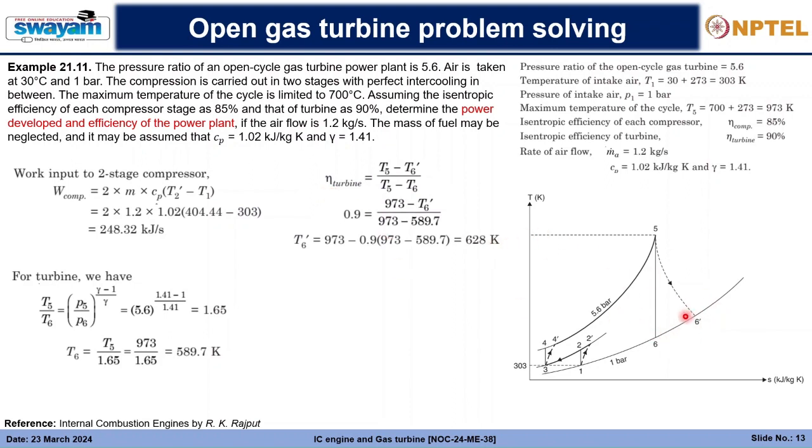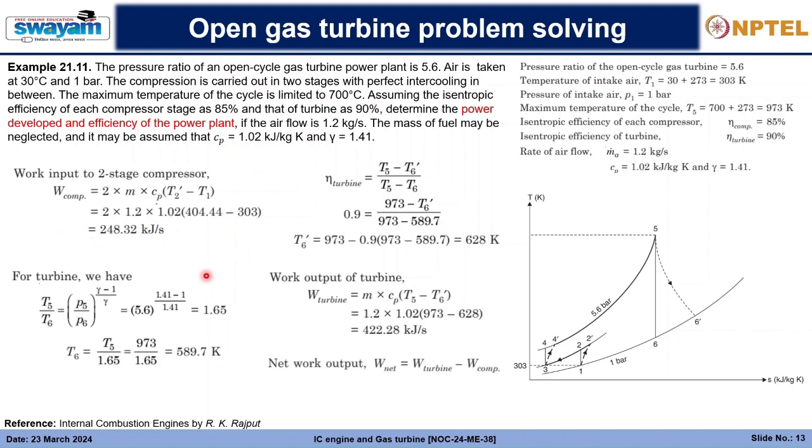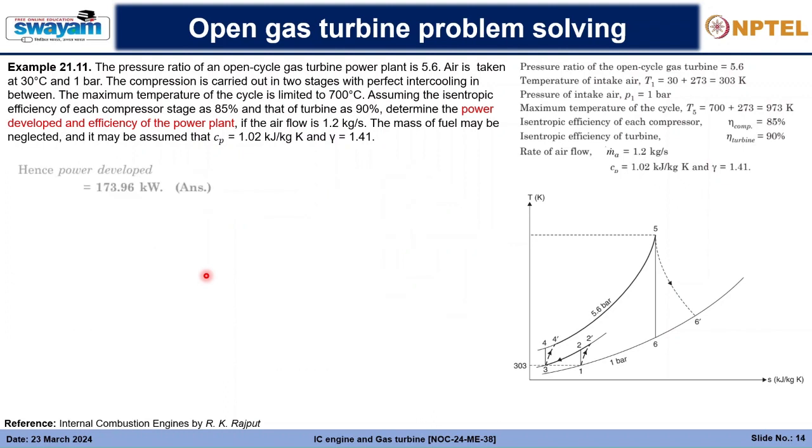Next, the work output of the turbine is due to the temperature difference between T5 and T6 dash, that is m into Cp into this, and eventually we get the work done by the turbine as 422.28 kilojoule per second, out of which 248.32 kilojoule per second is utilized by the compressors. So the net work output would be 173.96 kilojoule per second or kilowatt.